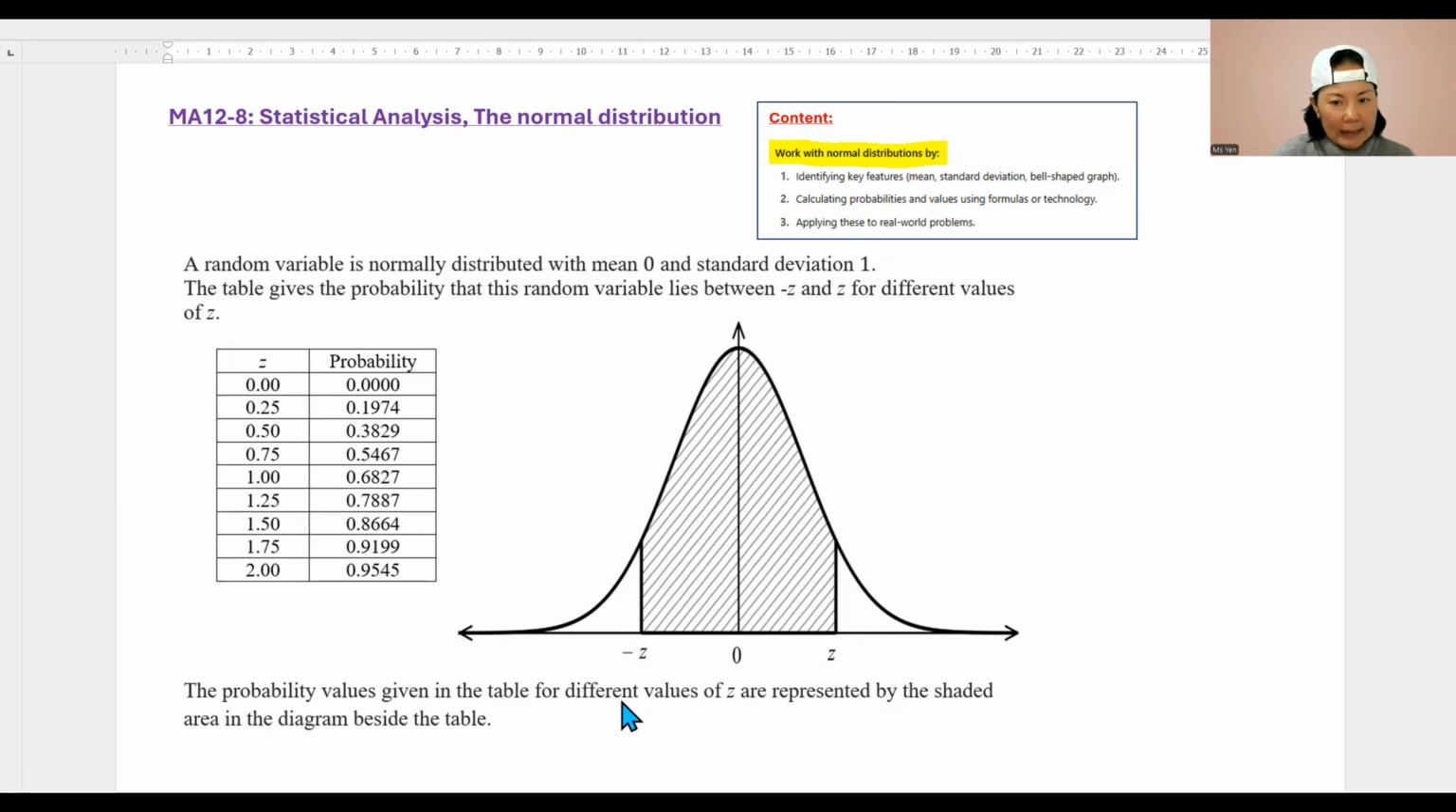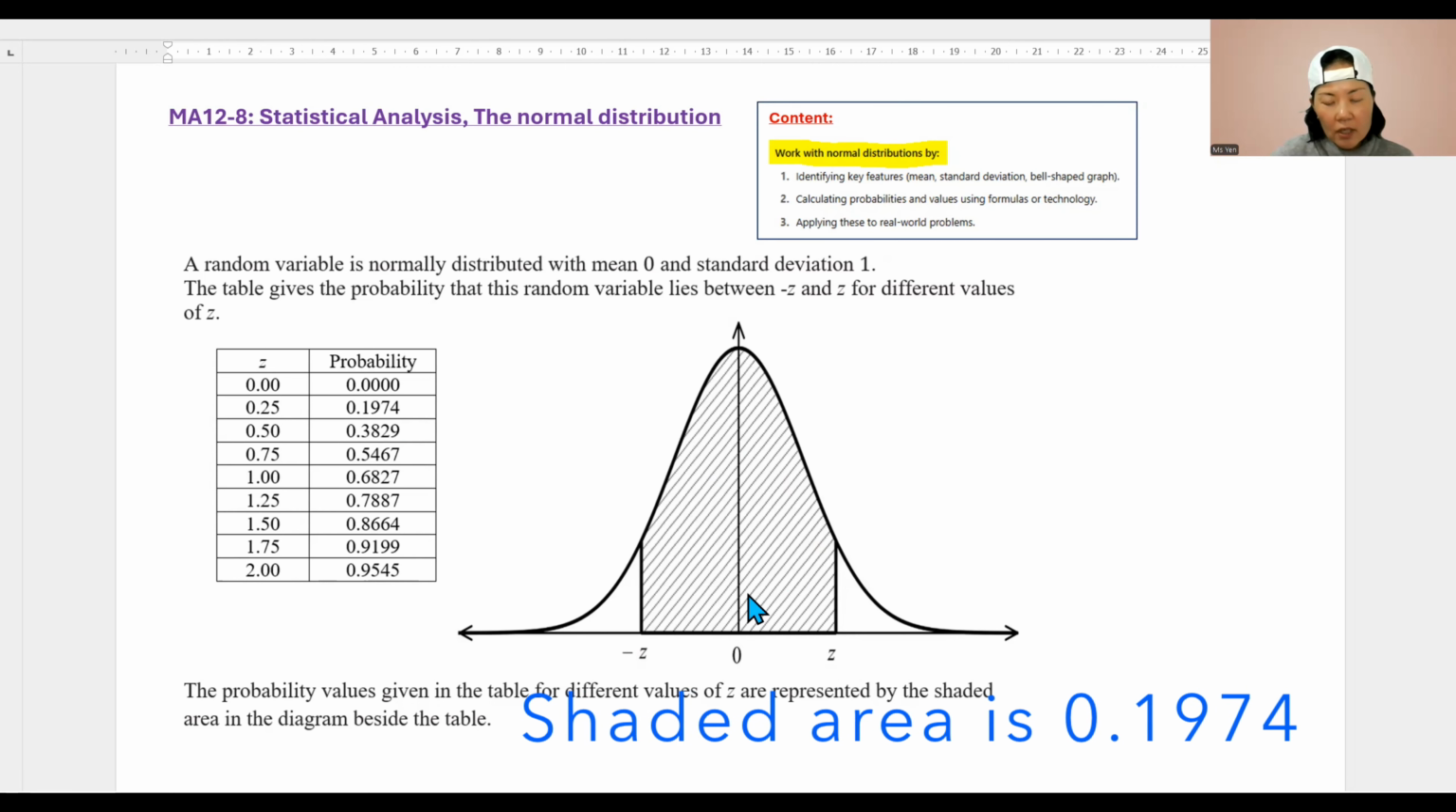What does that really mean? It means between the two z-scores, the shaded part is the area, which is the probability. Now they are symmetrical, so from negative z to 0 and 0 to z are the same. So for example, if I'm looking at 0.25 as my z-score, negative 0.25 and 0.25, that is represented by probability 0.1974. So this whole thing is 0.1974.